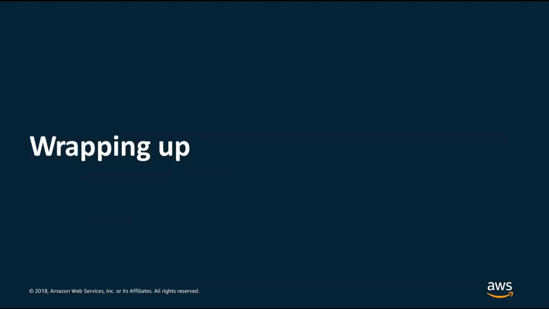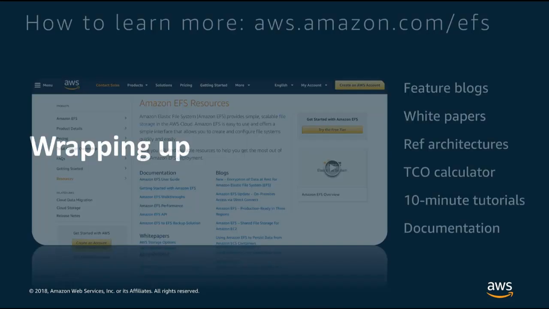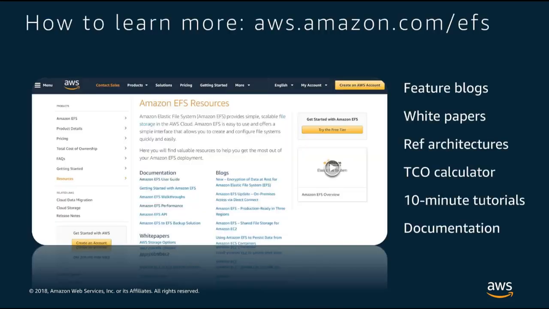So, in wrapping up, we talked a little about Amazon EFS. We shared some examples of enterprise applications that are using Amazon EFS, and we talked about some things you should consider when testing. I want to highlight that we have a number of resources online, including blogs, white papers, reference architectures, and tutorials, and other documentation, all available on our website.